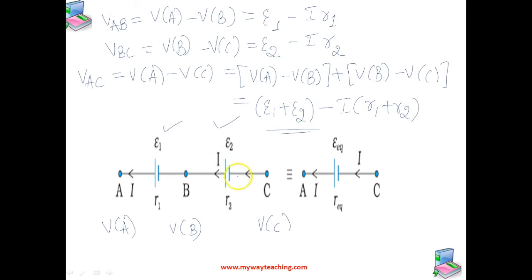Now if you wish to replace this combination by a simple single equivalent cell, then we can do it with VAC is equal to epsilon equivalent minus I R equivalent, as you can see in this figure. And this EMF equivalent is equal to epsilon 1 plus epsilon 2. And R equivalent, whatever we have considered here, is equal to R1 plus R2, isn't it?